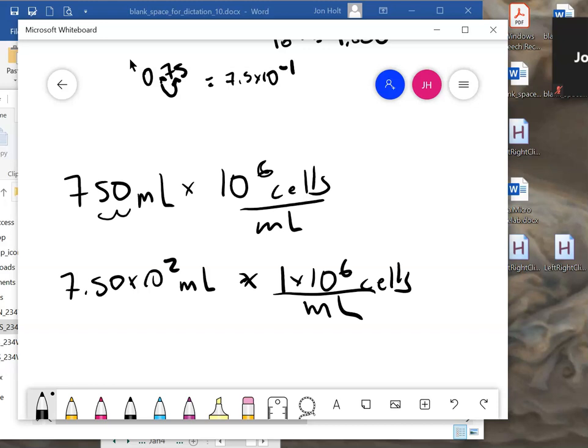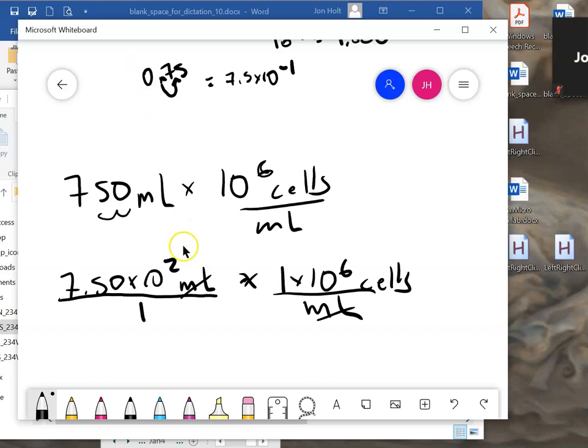Just like you can multiply by 1, you can also divide by 1 and nothing changes. So if you have a lone number like this, it's perfectly fine to divide it by 1. And what that allows us to do is see that this is on top, and what's on top cancels against what's on the bottom. So cancel milliliters, and we end up with cells.